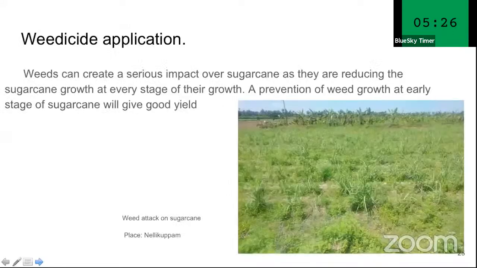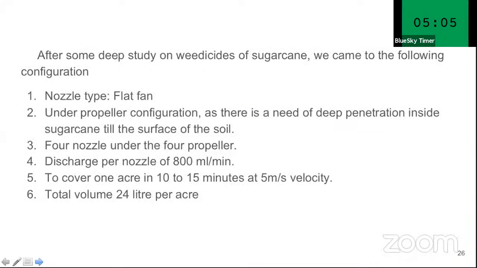On the weedicide application, weeds can create a serious impact on sugarcane as they reduce the sugarcane growth at every stage of their growth. Prevention of weed growth at an early stage of sugarcane will give a very good yield. And so this is a picture of one of those farms where sugarcane is planted, in a place called Nellikopam in Tamil Nadu. So after some deep studies on weedicides for sugarcane, we came to the following configuration.